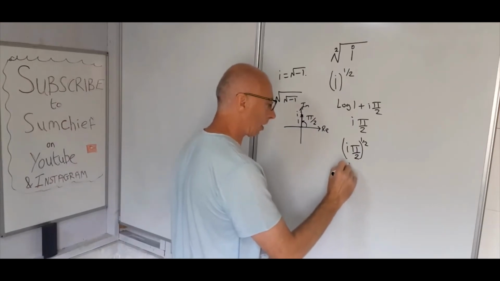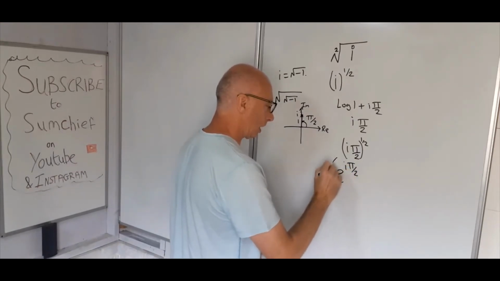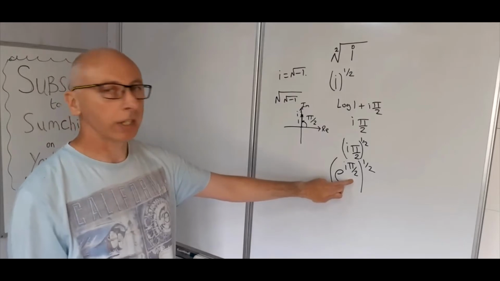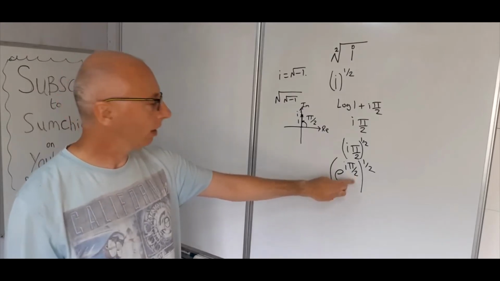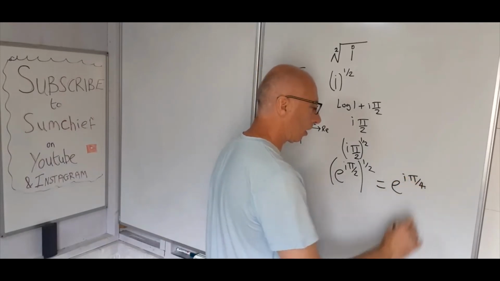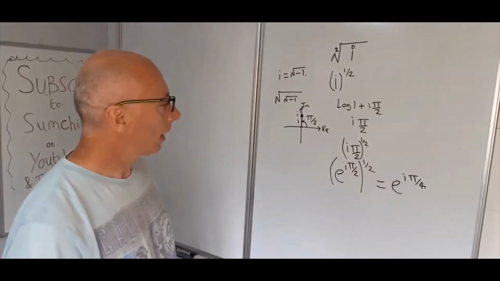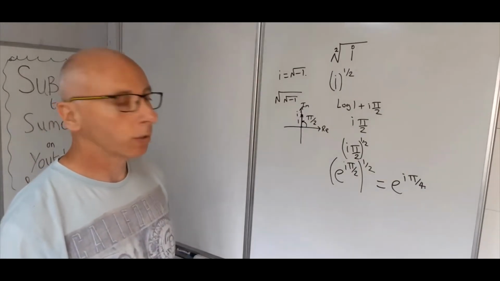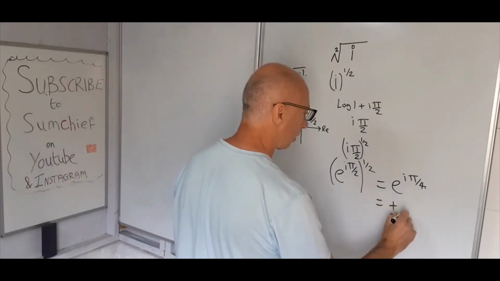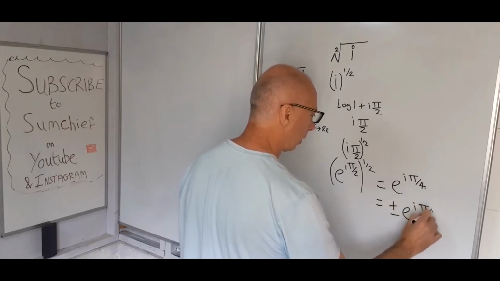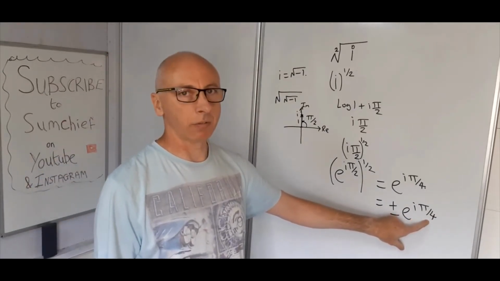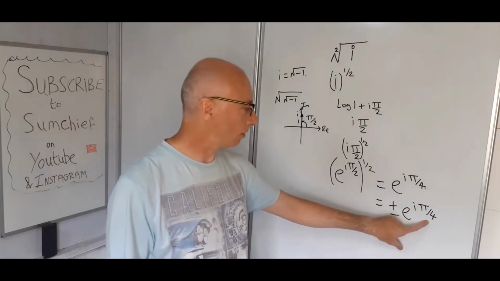So we get e to the i pi over 2, and then this to the power of 1/2. With the laws of exponents, we can just halve the exponent here. So we get e to the i pi over 4. Okay, and with any square root, there is a plus or minus solution. So basically we can say plus or minus e to the i pi over 4. Now that still looks a little bit intimidating because it's in exponential form. Let's try and break that down into Cartesian form.